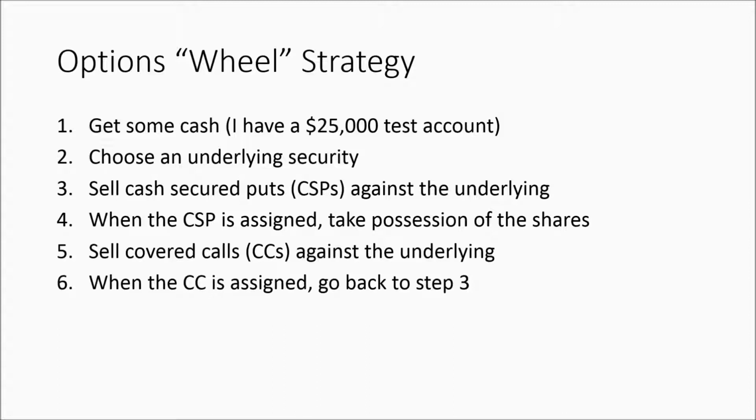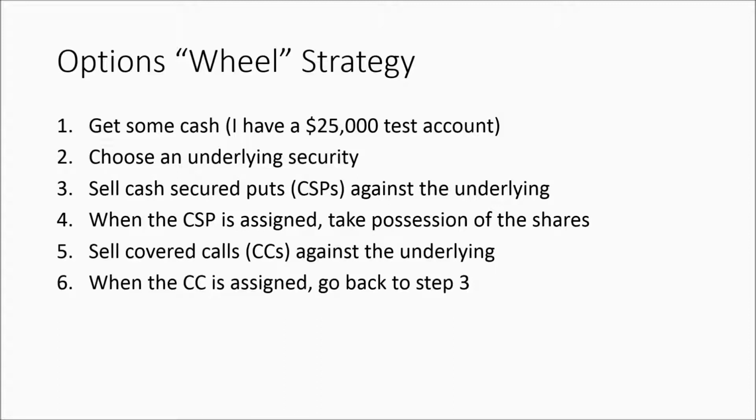First step is to get some cash in your account. I think 25,000 is a good number. It allows you to trade the wheel on several underlying securities that have a reasonable stock price. Second step is to actually choose an underlying. I'll explain more on my selection process later.